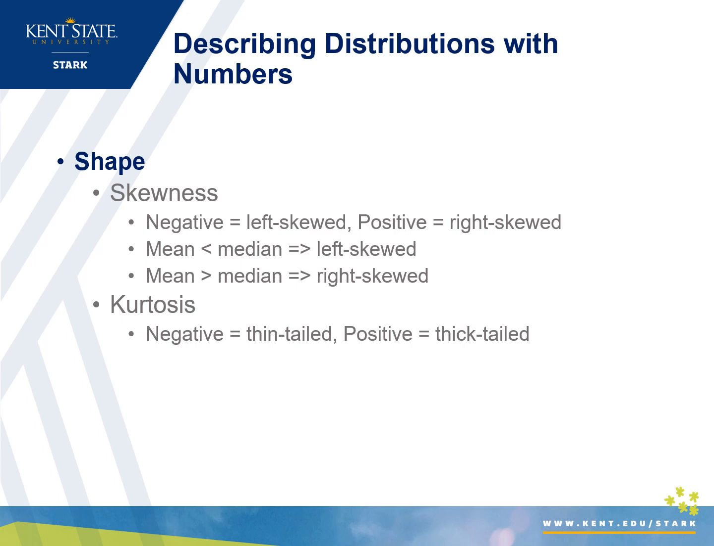Kurtosis is all about the thickness of the tails relative to a normal distribution's tails. If kurtosis is negative, then you have a thin-tailed distribution. What that means is that most of the data stays fairly close to the mean and very, very little is further away. Meanwhile, positive kurtosis indicates thick tails, so data tends to be either extremely close to the mean or extremely far away in those distributions. We also call these platykurtic and leptokurtic. More on what can cause these particular shapes later.